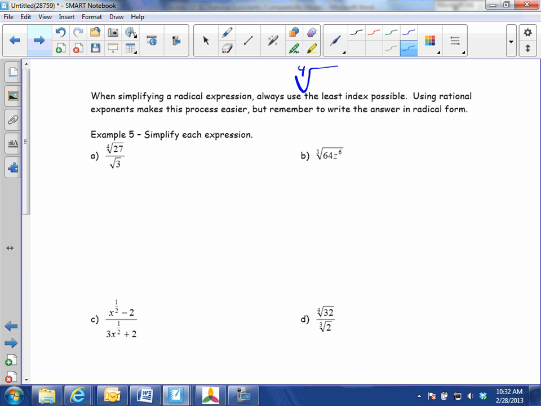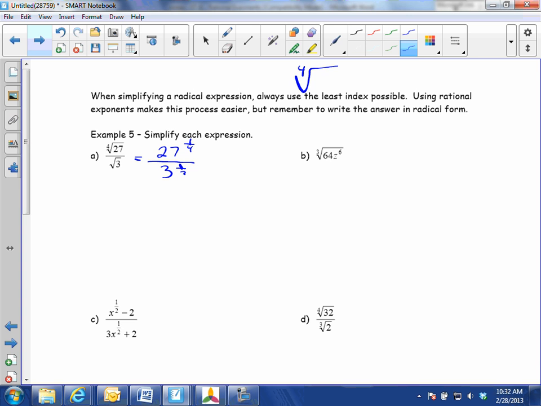Okay? So I will first take this and write it so we have fractional exponents. How would I write this with the fractional exponents? Okay. Over. Yep, 3 to the half.